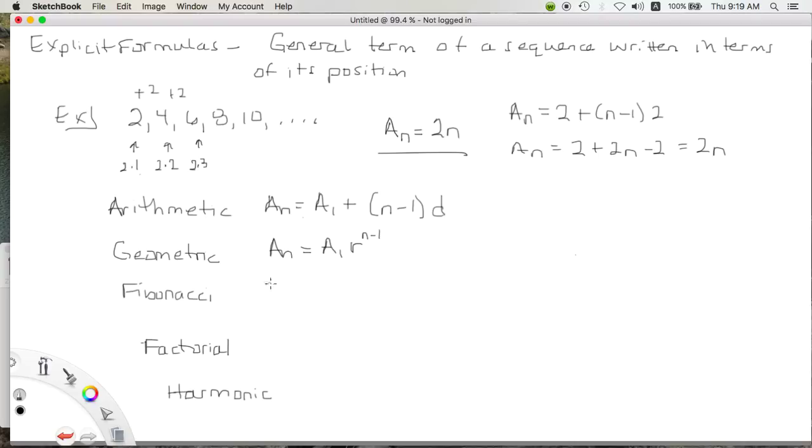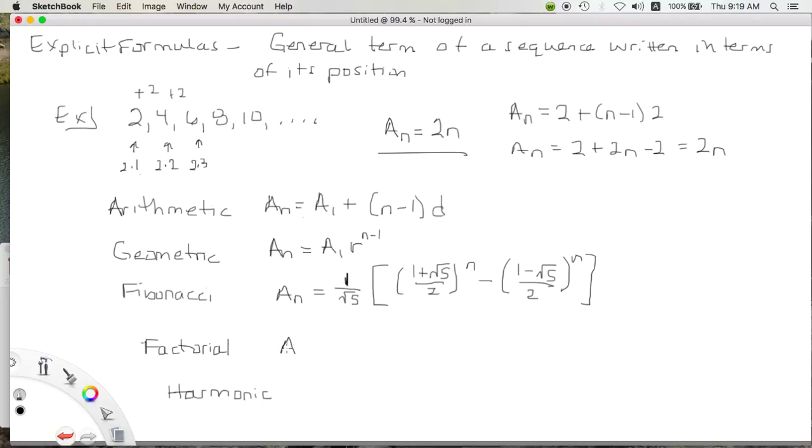Now the Fibonacci explicit formula is almost never used. I'll tell you that right now. It's pretty much always listed as recursive because, as you can see, this is not necessarily the prettiest equation. It takes a little bit of work and it's not easy. So Fibonacci, you need to be able to recognize that, but it's almost never used.